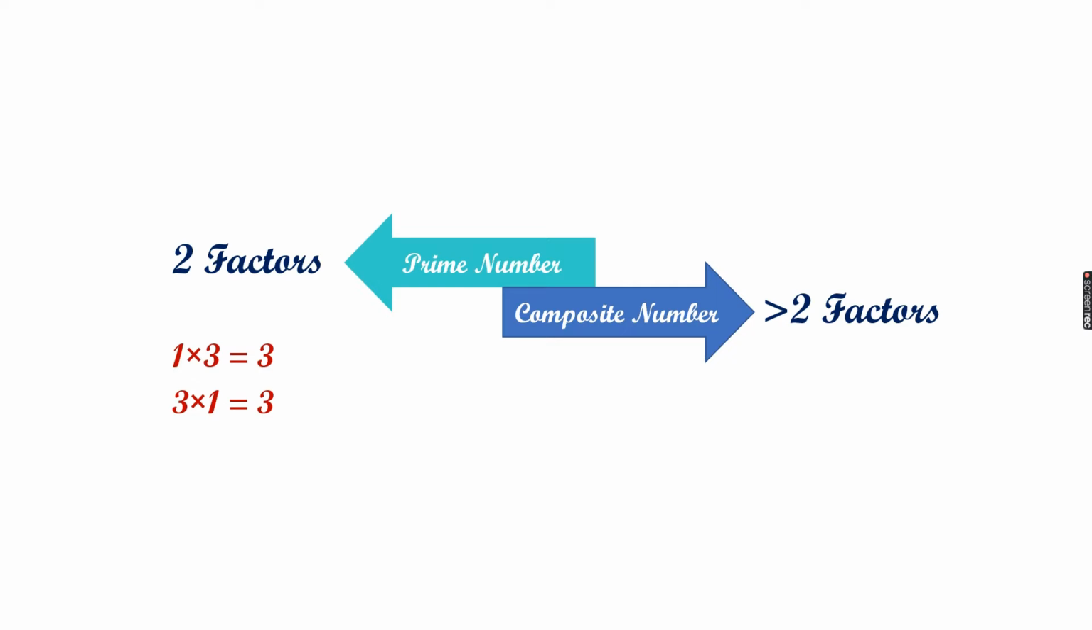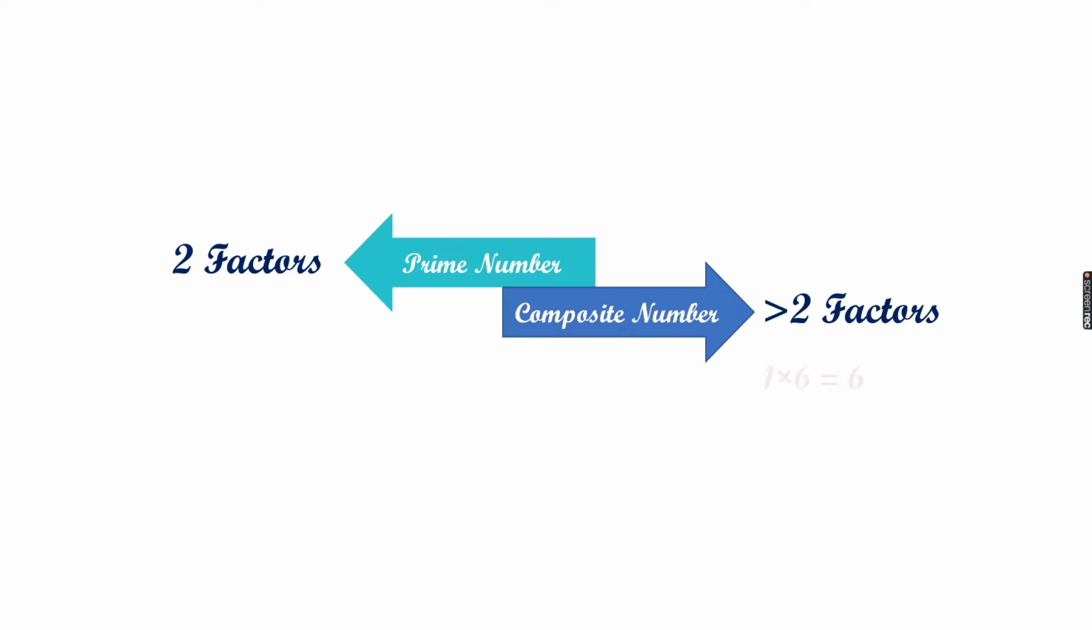What do you think 4 is? Is it a composite number? Is it a prime number? I think it's a composite. What do you think? Okay, let's try this. 4 can be written as 1 into 4, that is equal to 4. 2 into 2, that is equal to 4. And 4 into 1 is equal to 4. So it's a composite number. It has three factors, 1, 2, and 4, more than two factors. That's the criteria.